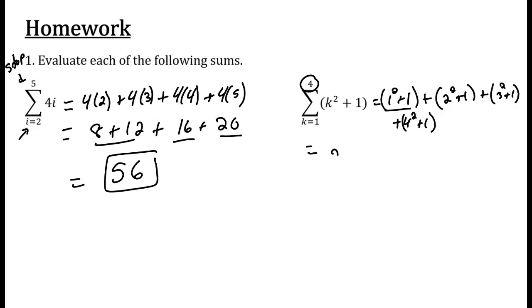1 squared plus 1 is 2. 2 squared plus 1 is 5. 3 squared plus 1 is 10. 4 squared plus 1 is 17. When I add all these numbers together, I get 17 plus 17 is 34. So this sum, this series here that I wrote out, is really 34. The sum of that sequence, 2, 5, 10, 17, is 34.